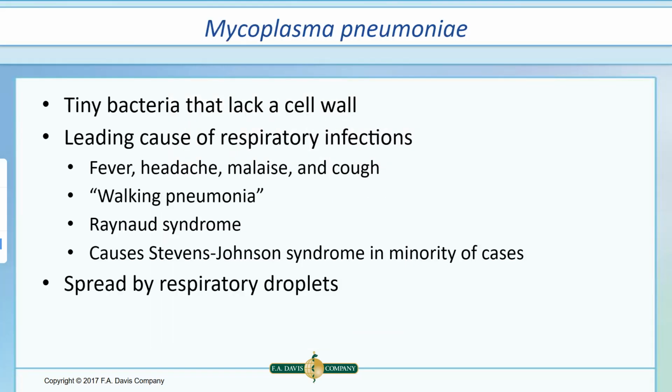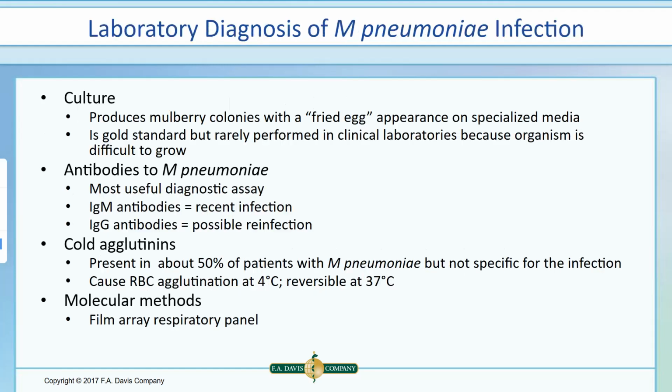We can culture this one, but we can also look for antibodies to the M. pneumoniae. Most useful diagnostic assay, IgM antibodies indicate a recent infection. IgG antibodies indicate a possible infection. Cold agglutinins are present in about 50% of patients with M. pneumoniae, but it's not specific for the infection. Causes red blood cell agglutination at 4 degrees Celsius, and it's reversible at 37. There's also molecular methods available.